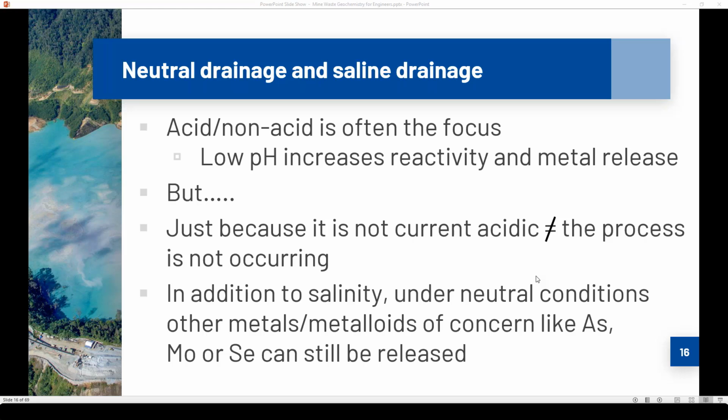And it's important to understand that in addition to the salinity that occurs under neutral conditions, there are other metals and metalloids of concern, things like arsenic, molybdenum, or selenium, that can still be released. So while the acid part of it is the focus, that reaction and the reaction products that occur from it are important for the environmental consequences.